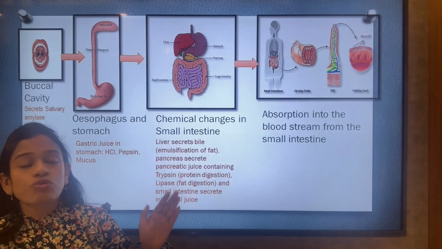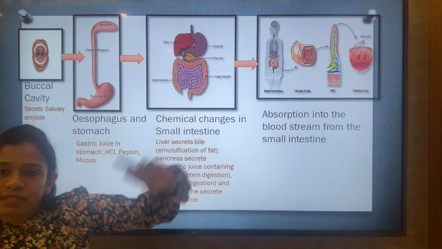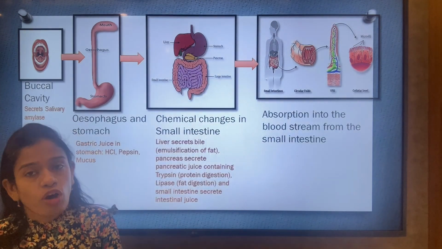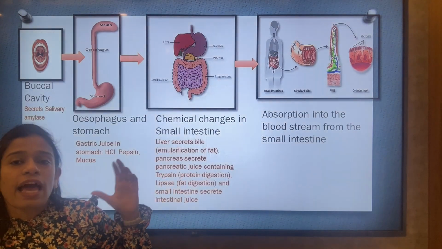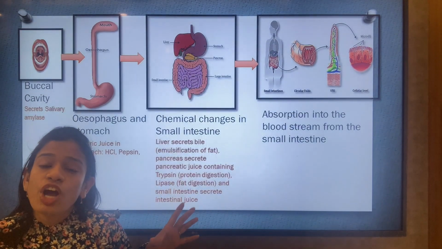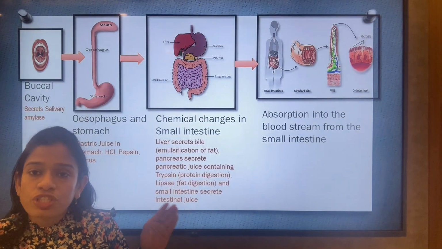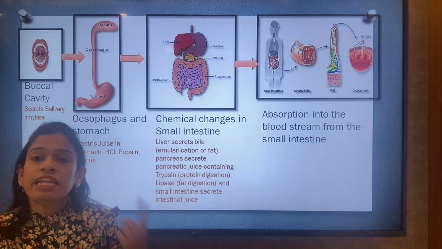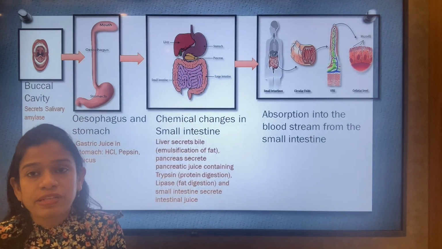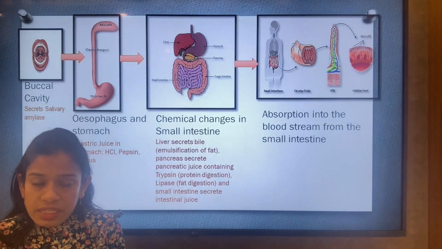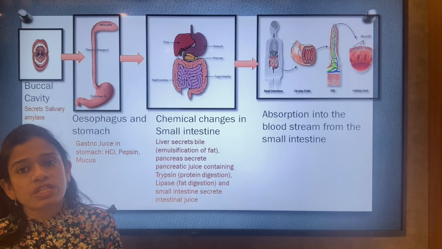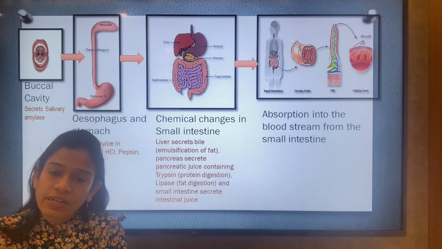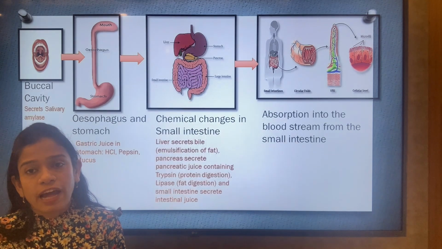Then the food moves on to the small intestine, which is a huge network of tube. Along with the small intestine there are other organs which secrete their secretions into the small intestine, that is the liver and the pancreas. The liver secretes the bile juice, whereas the pancreas secretes the pancreatic juices, along with the intestinal juices. All help in the digestion of the proteins, the carbohydrates, and the emulsification of fats.